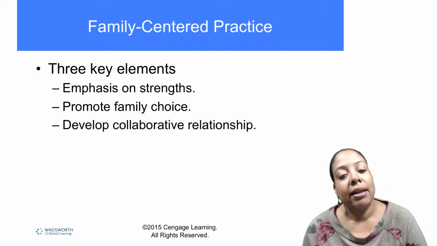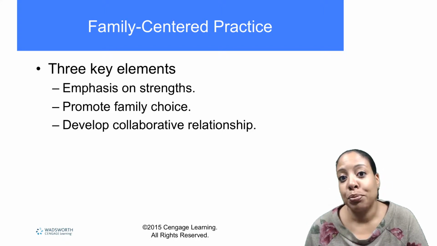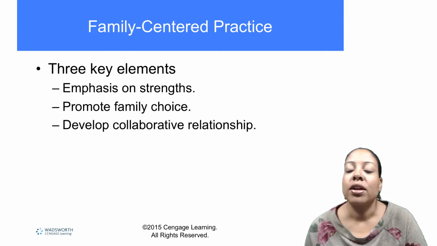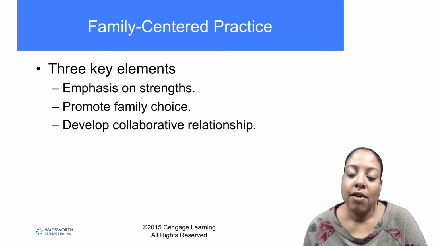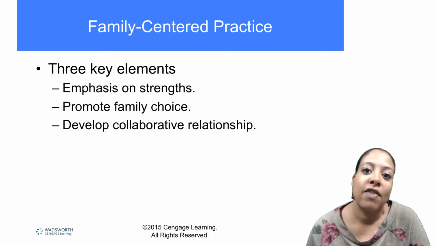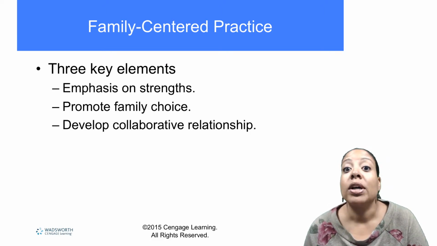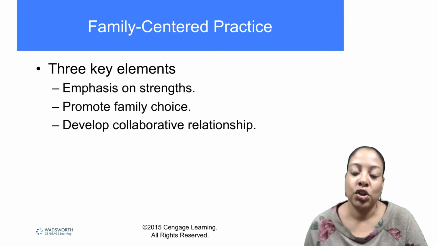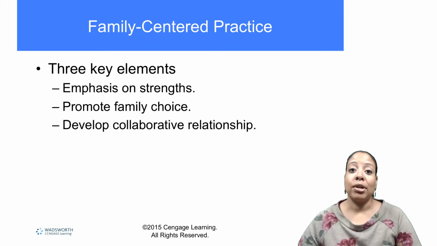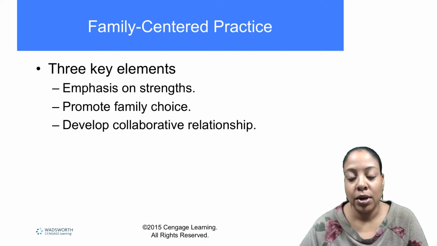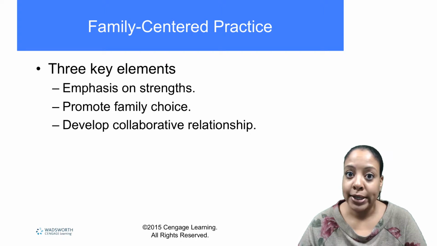There are 3 key elements for family-centered practice. The first one is emphasis on strengths, thinking of it from an additive model versus a deficit model. So what are the strengths? What does that family have that is going to help strengthen the unit, that's going to help support the child in their development? Promote family choice rather than mandating what a family should do. Encourage families to be able to have the freedom to make well-informed choices.